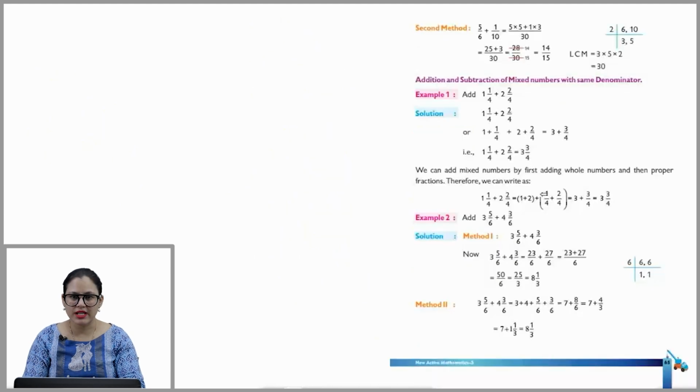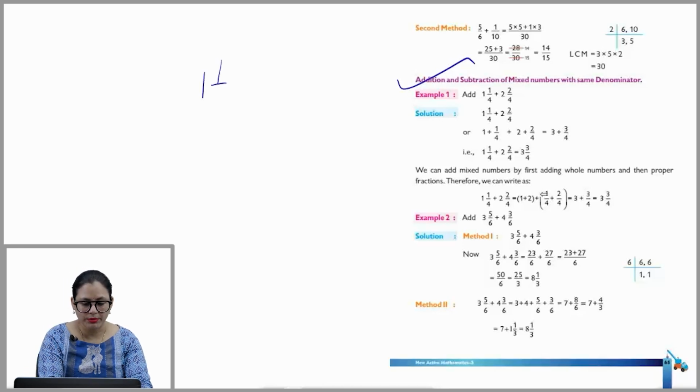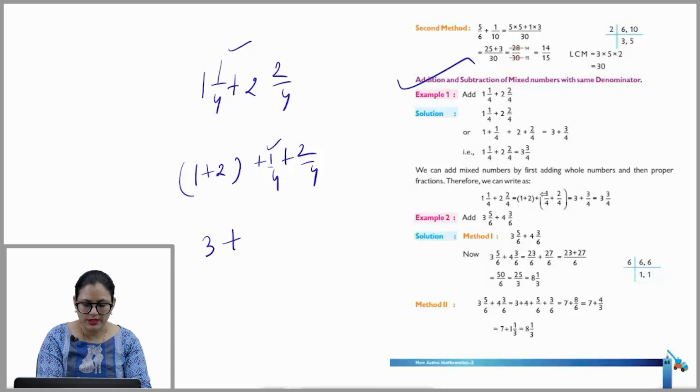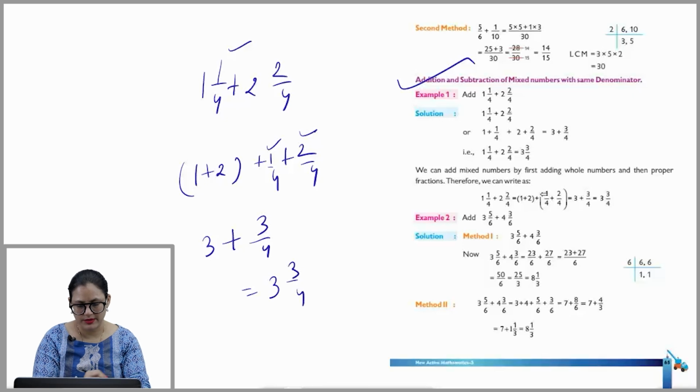Addition and subtraction of mixed numbers with same denominator. Now, you have to add mixed numbers having the same denominator, like 1 whole 1 by 4 plus 2 whole 2 by 4. Here the denominators are the same. First, we will add whole numbers, that is 1 plus 2. Then, we will add the fractions, 1 by 4 plus 2 by 4. So 3 whole 3 by 4 is the final answer.